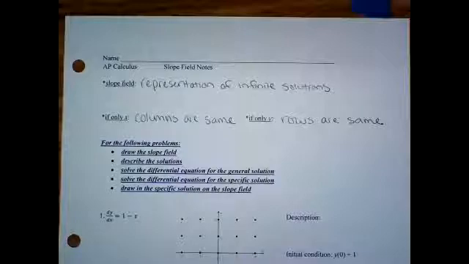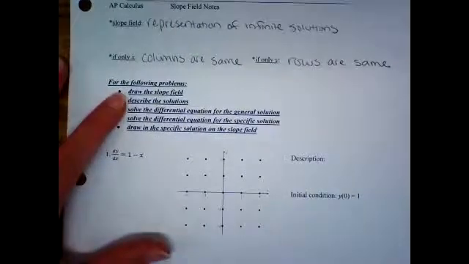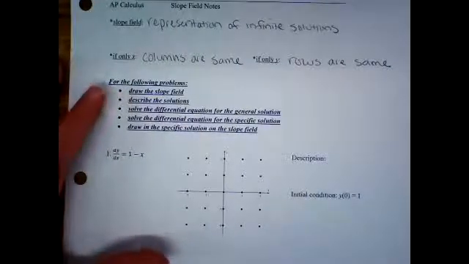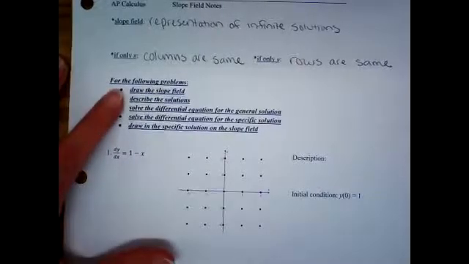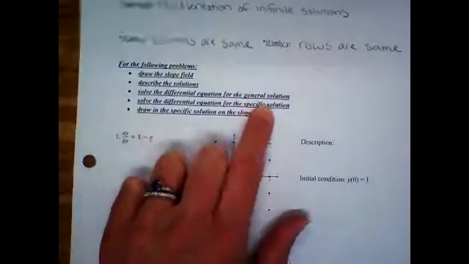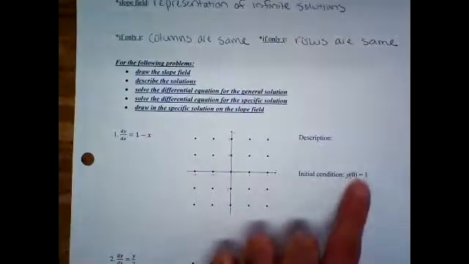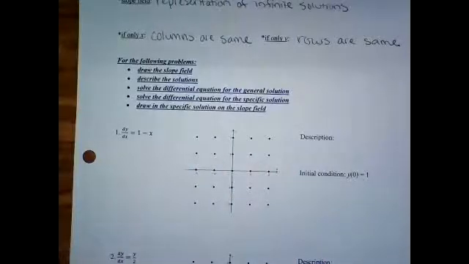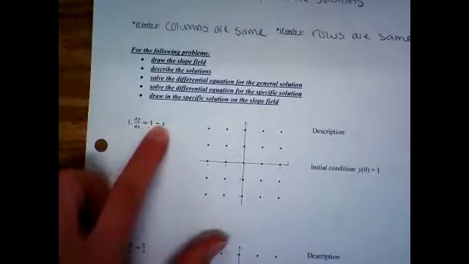So we're going to do a lot of things for each one of these, because I want you to make connections between the slope field, the differential equation, the general solutions, and the specific solutions. We're going to draw the slope field, describe what the situation looks like, so just describe the graph, solve the differential equation for the general solution, then for the specific solution, I'm going to give you an initial condition, and then we'll draw that particular solution in on the slope field.